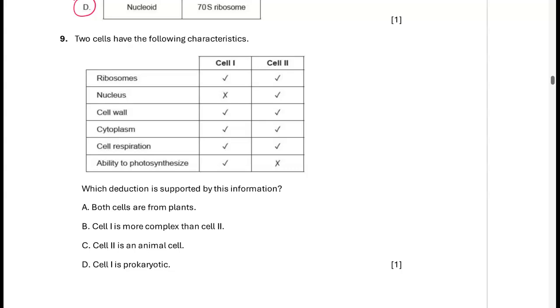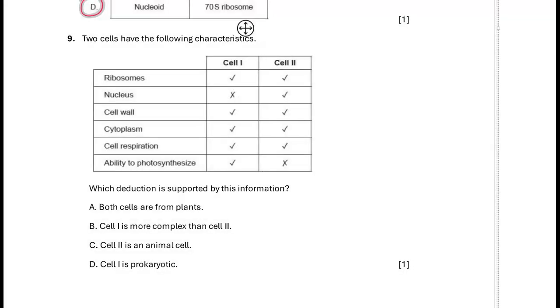Okay, so now we've got two cells that have the following characteristics: whether they've got ribosomes, nuclei, cell walls, cytoplasm, cell respiration, and ability to photosynthesize. So what deduction is supported by this information? So both cells are from plants. Well, if they were both from plants, then you would expect ticks in the cell wall column, which you have, but you'd also expect ticks in the ability to photosynthesize column, so not that. Cell 1 is more complex than cell 2. Well, cell 1 doesn't have a nucleus, so that seems unlikely. Cell 2 is an animal cell. Well, it's got a cell wall, so again, that can't really be true. And cell 1 is prokaryotic. Well, cell 1 doesn't have a nucleus, so yes, that would seem to make a lot of sense.